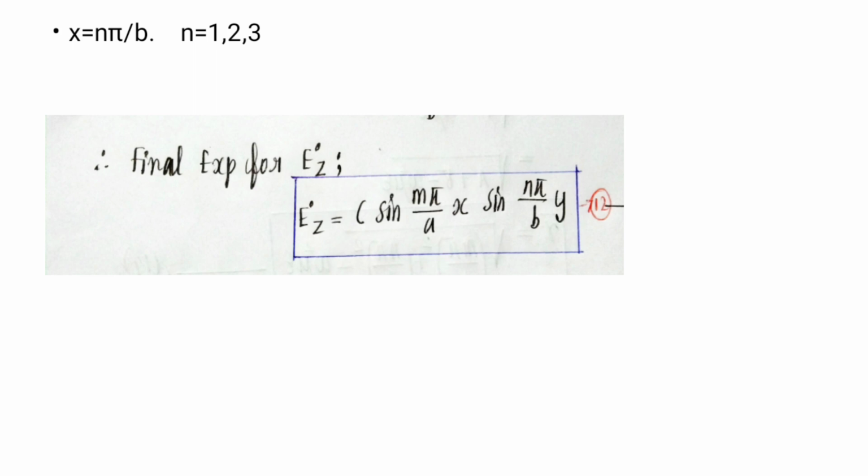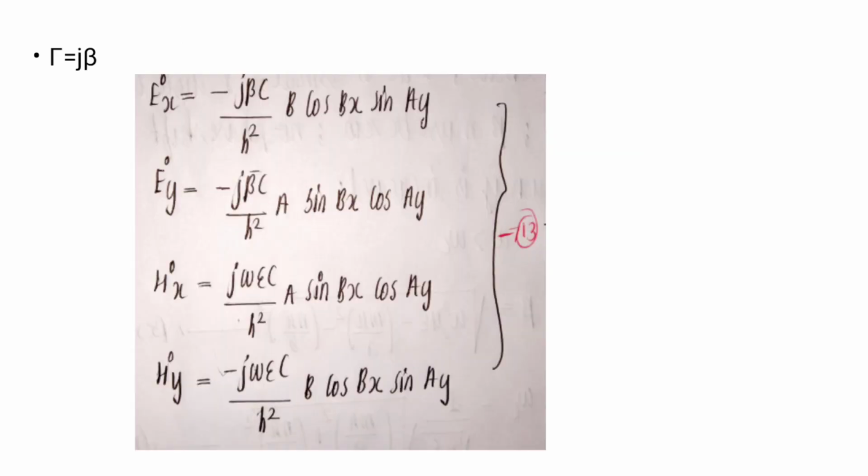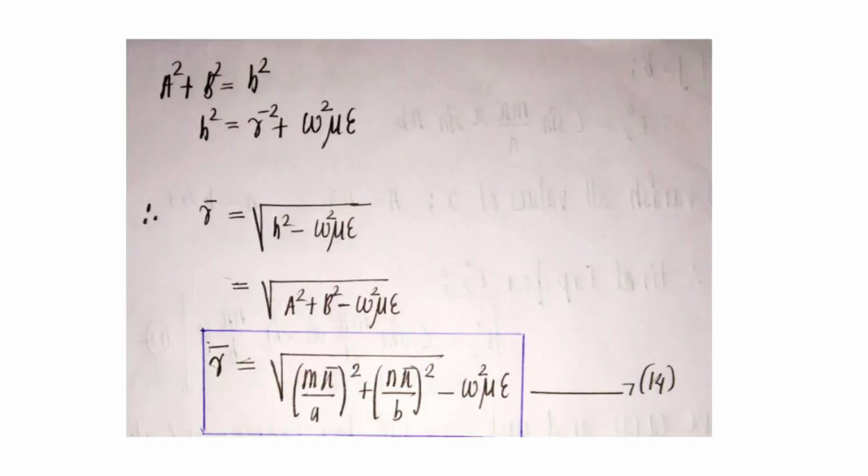Use equation 3 and put gamma equal to jβ for frequency above cutoff frequency. We get E0x = −jβc/h² · b cos bx sin ay. E0y = −jβc/h² · a sin bx cos ay. H0x = jωεc/h² · a sin bx cos ay. H0y = −jωεc/h² · b cos bx sin ay, where b = mπ/a and a = nπ/b, where a and b are the width and height of the guide and m and n are integers.